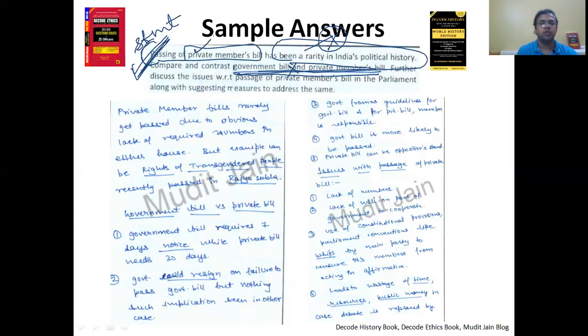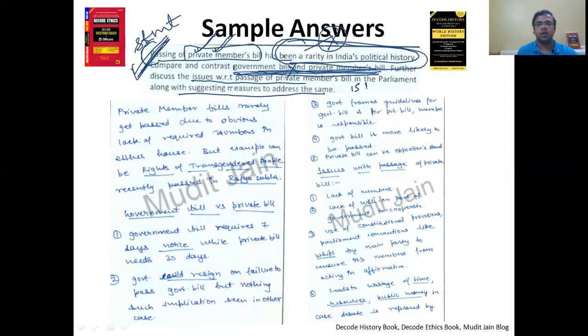Just define what is private member bill. If there are any technical articles associated with it, write them and prove that it is a rarity in India's political history. Then this is the second part of the question, where you will differentiate. Then further discuss the issues with respect to passage. This is the third part. Along with suggesting measures to address the same, this is the fourth part.